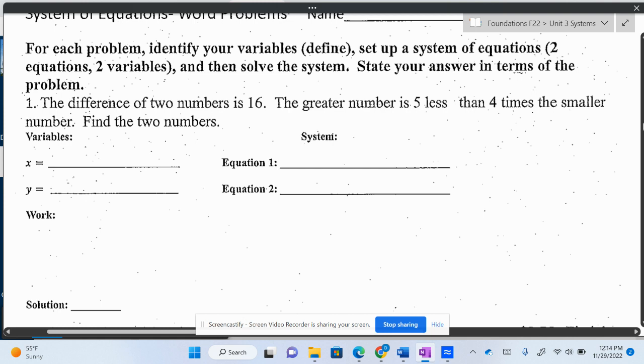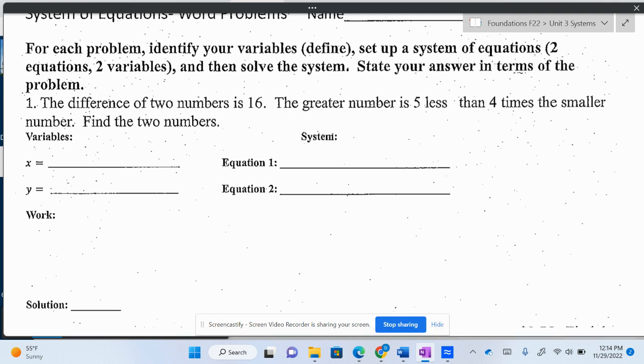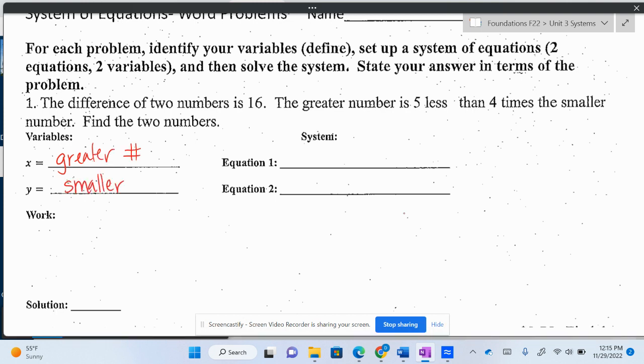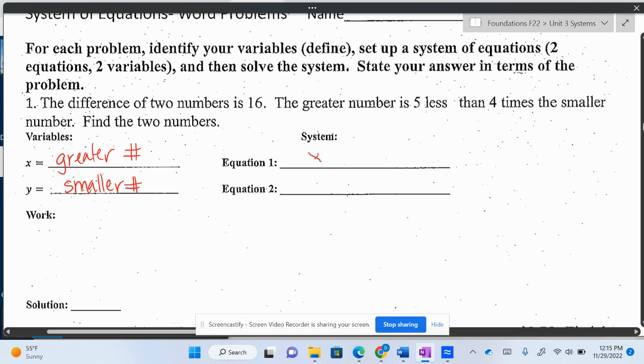Number 1, if I wanted to set this up, it says the difference of two numbers is 16. So I'm going to let X equal the greater number. And Y is going to be the smaller number. For number 1, define your variables. X is the bigger number, Y is the smaller. How do I show that the difference, meaning it's a positive, that means I need to take the larger number and do what with it? Minus the smaller. X minus Y equals 16.